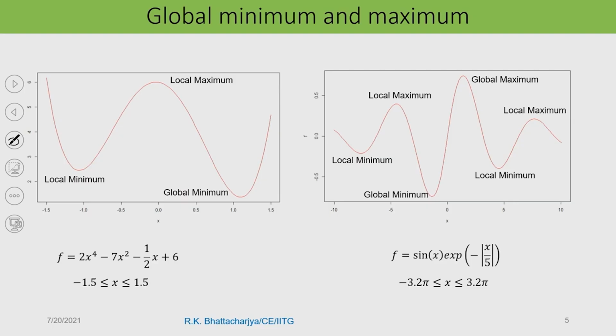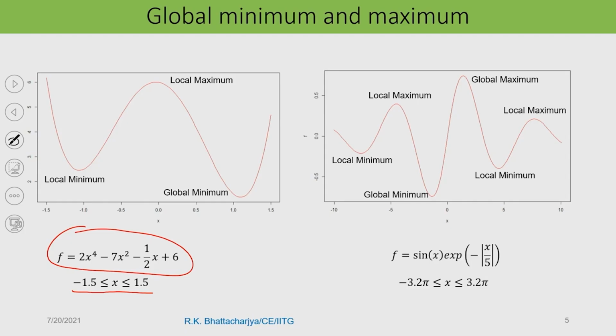The first function is f equal to 2x to the power 4 minus 7x square minus half x plus 6, and I plot this particular function between minus 1.5 and 1.5.